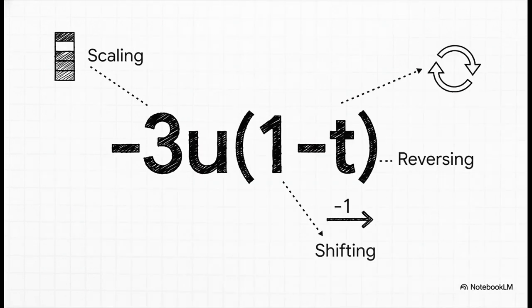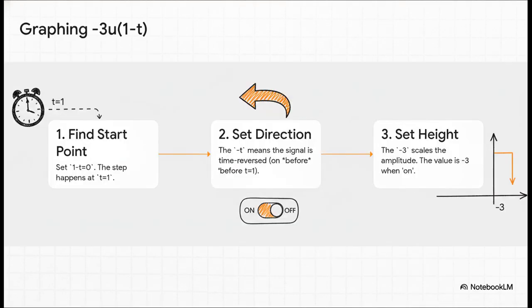All right, let's put this into practice and try to figure out a trickier example. Now, this function, -3 u(1 - t), it might look a little intimidating at first glance. But trust me, we can break it down logically using those 3 simple transformations we just talked about. Okay, let's just walk through this one together.